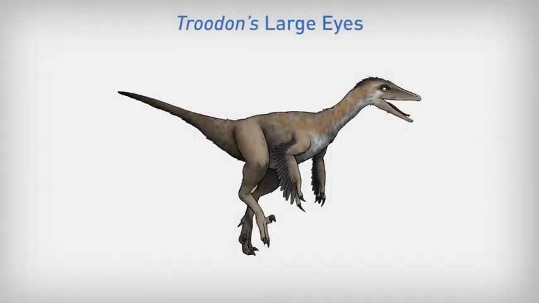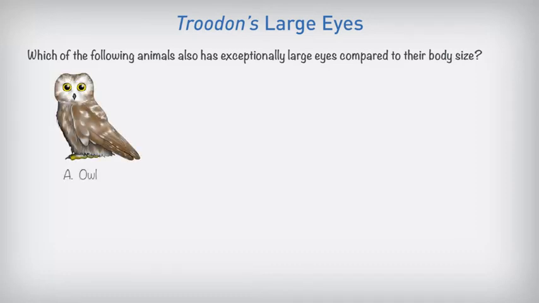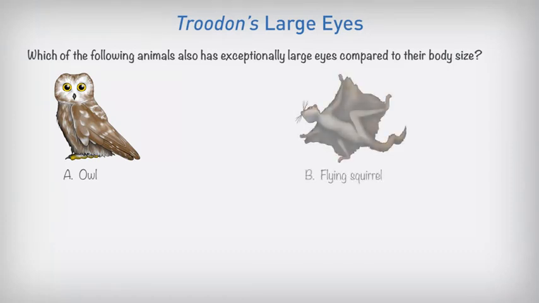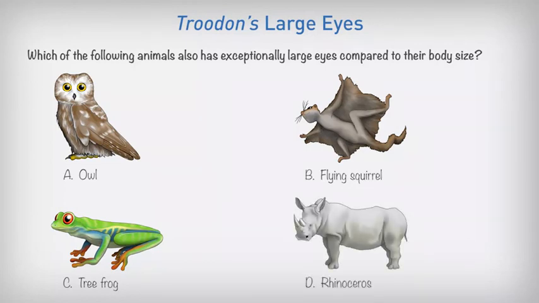In addition to having an exceptionally large brain relative to its body size, Troodon also has a set of large eyes. This tells us something interesting about its behavior. Which of the following modern animals also have exceptionally large eyes compared to their body size? More than one answer may be correct, so check all the answers you think are correct. A, owl. B, flying squirrel. C, tree frog. And or D, rhinoceros.